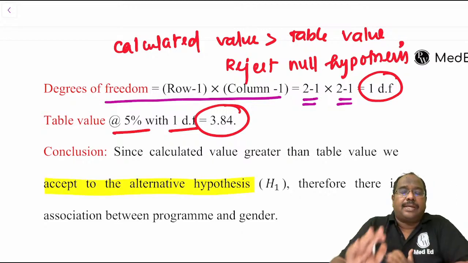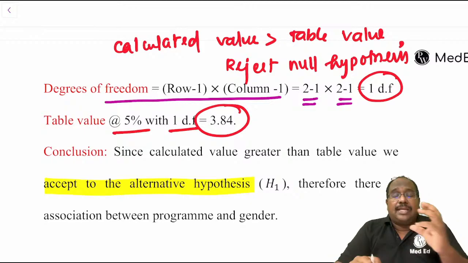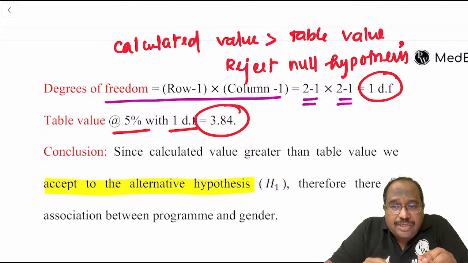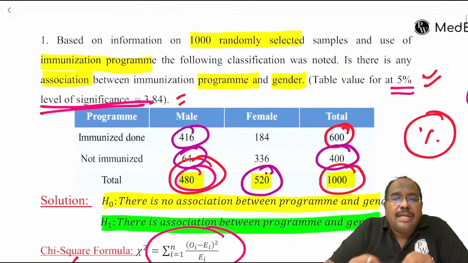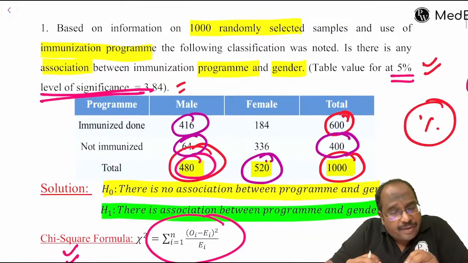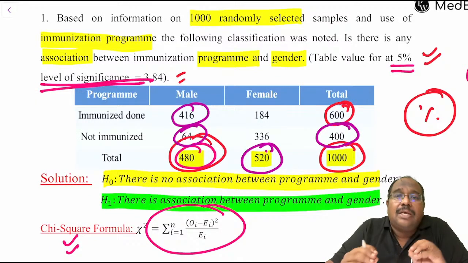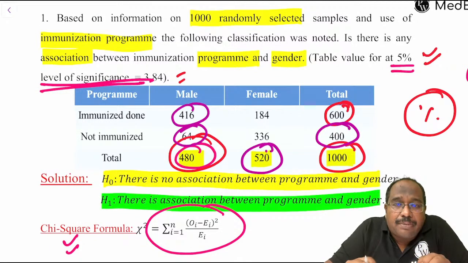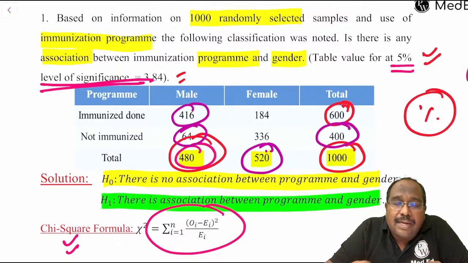Repeating the steps again. So the question is asked, is there a relation between immunization and gender? Okay, fine. Now, first we will fix the null hypothesis. What is the null hypothesis? There is no relation between immunization and gender. What is the alternate hypothesis? There is a relationship.